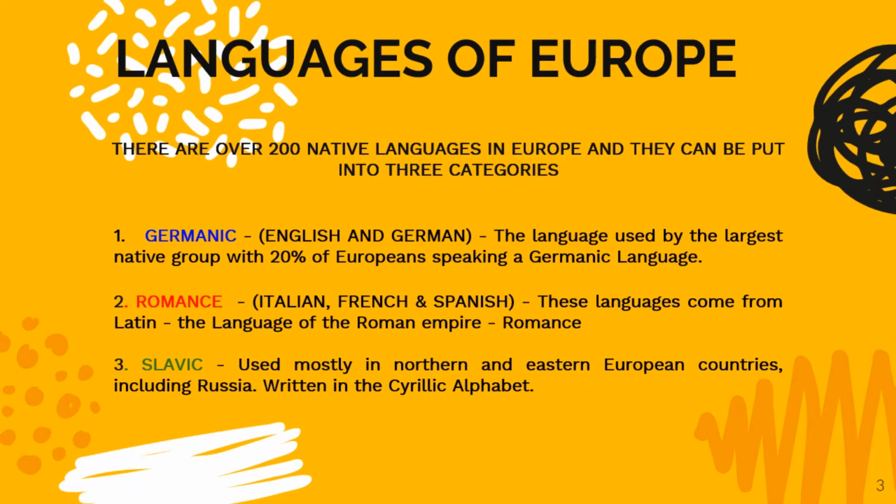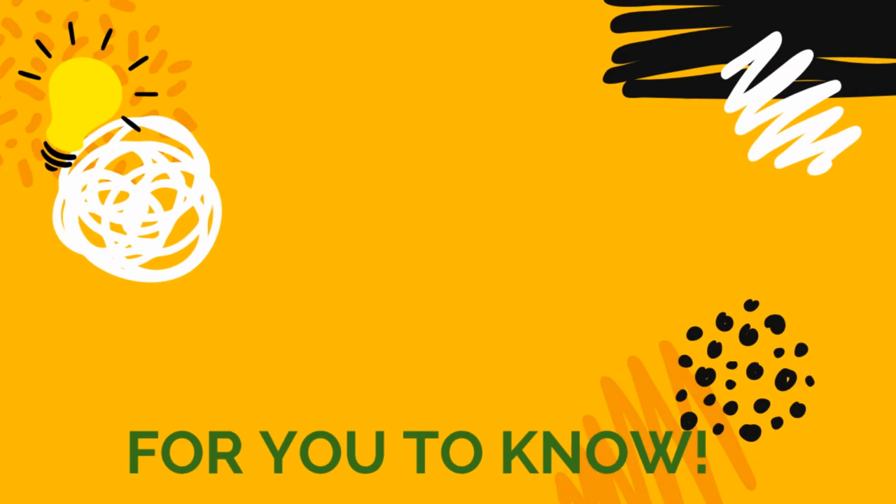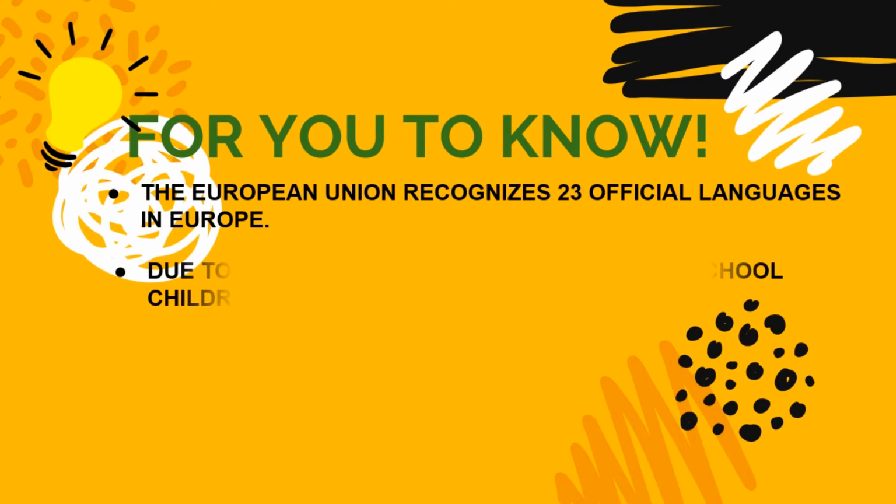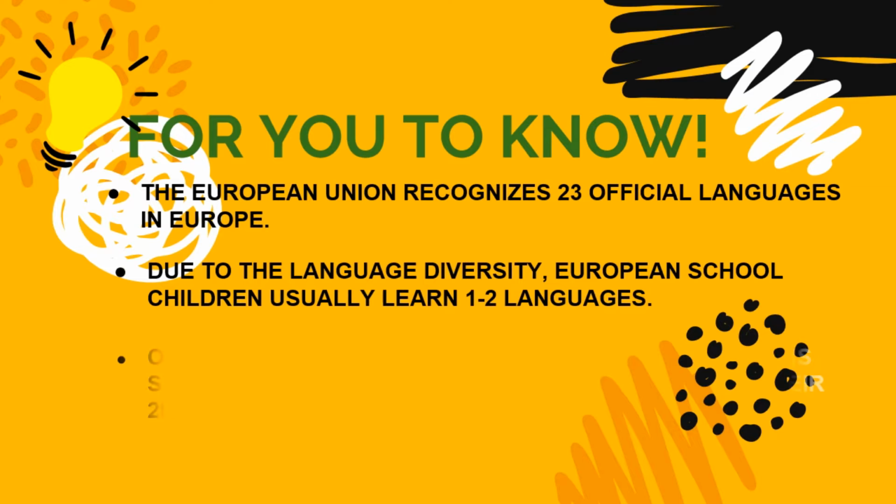And finally, we have Slavic, used mostly in Northern and Eastern European countries, including Russia. It is written in the Cyrillic alphabet. Here are some useful facts for you to know. The European Union recognizes 23 official languages in Europe.